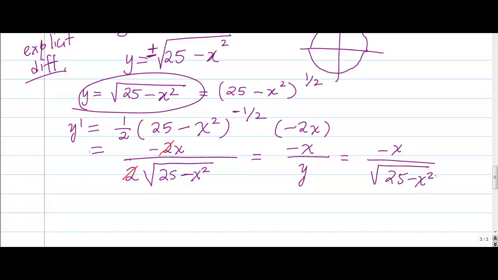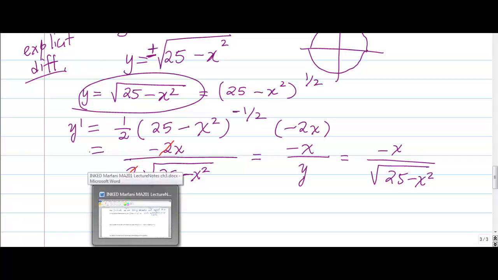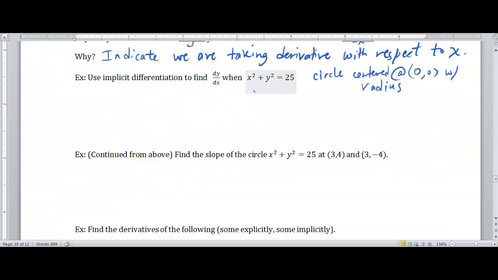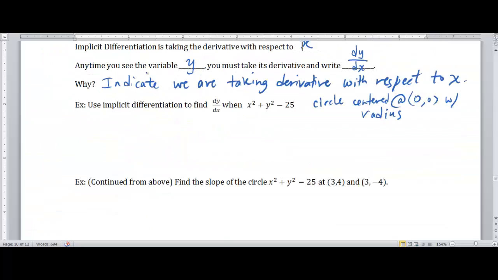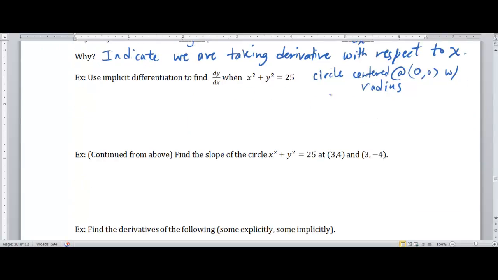What does this tell you? This is the slope of the tangent line at any point. Okay, and then you would have to do the negative part, y equals negative square root of 25 minus x squared, separately. That's explicit differentiation. Let's go back and do the same problem, but implicitly. Okay, so it says anytime you see a variable y, you must take its derivative and write dy dx. So let's do this one.